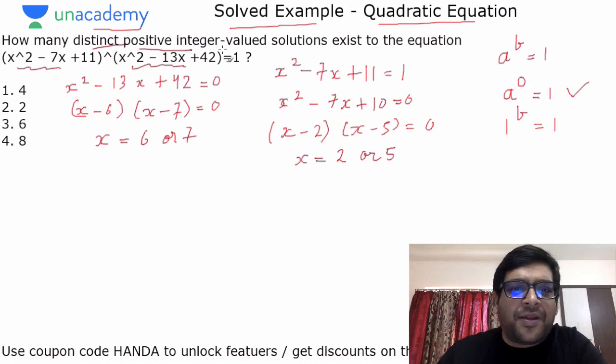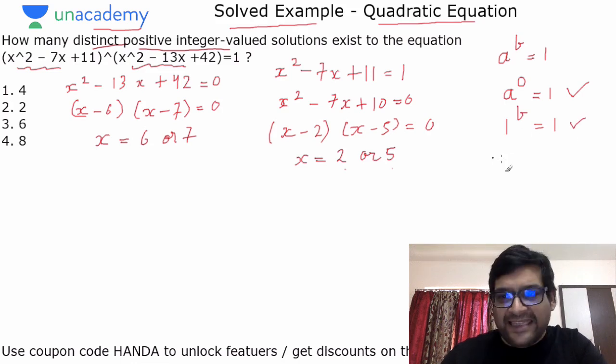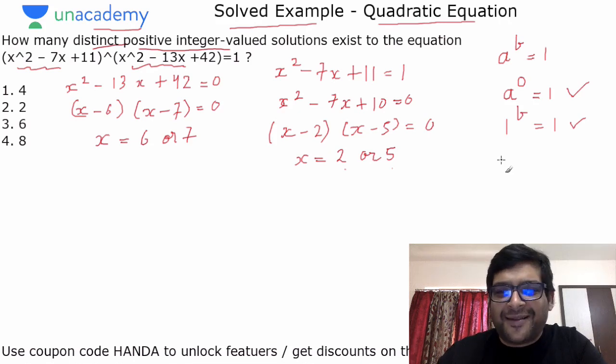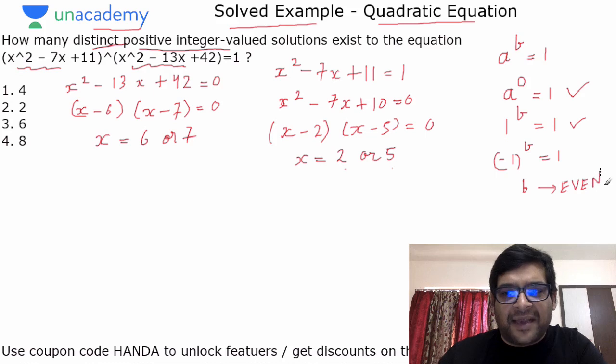Both of them are positive integer values. So once again, I get two solutions for the second case. Is there any other case possible? Yes. There is one more case possible which some students tend to miss, which is minus 1 raised to any power can be 1 as long as that power is even. So this is the third case which we need to take care of.